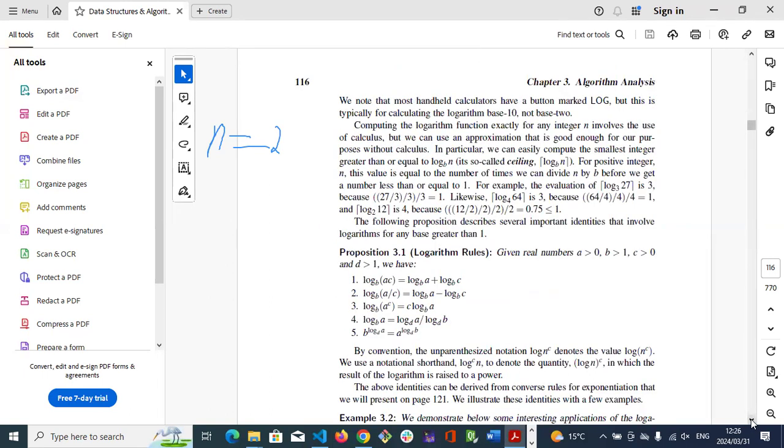You know that most handheld calculators have a log button, but this is typically for calculating the logarithm base 10, not base 2. Human beings calculate in base 10, maybe because our ancestors used their fingers, which we sometimes call digits. So 1, 2, 3, 4, we've got 10 fingers. So when they calculated, they based their logarithm on base 10.